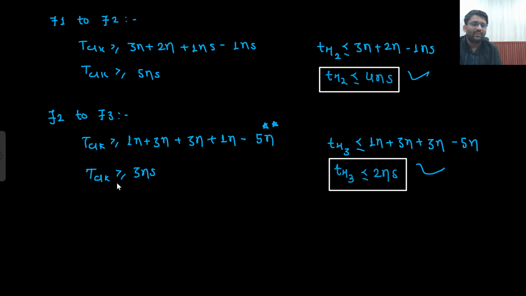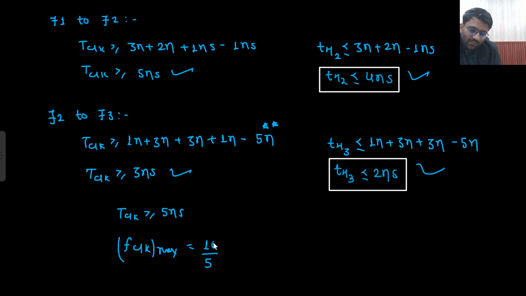Now the other answer will be coming from here. So he is saying greater than 5 nanosecond. He is saying greater than 3 nanosecond. So who will you be listening to? I will be listening to greater than 5 nanosecond. That means my maximum clock frequency could be 1 by 5 nanosecond, that could be 1000 by 5 megahertz. So the answer would be 200 megahertz. This is the answer.